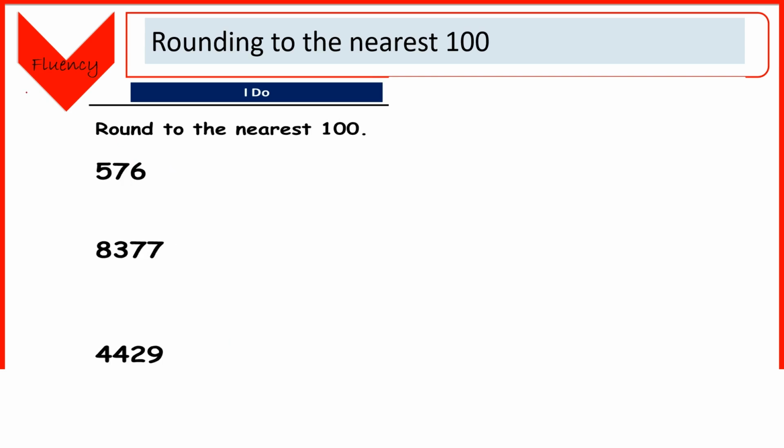Now for rounding to the nearest 100, identify where the 100 place value is. In this case for 576, it's right here. I draw a line.